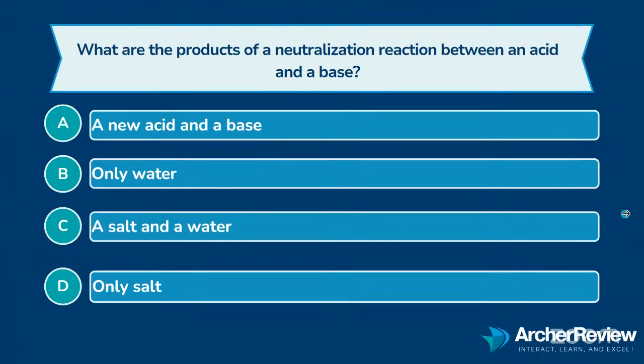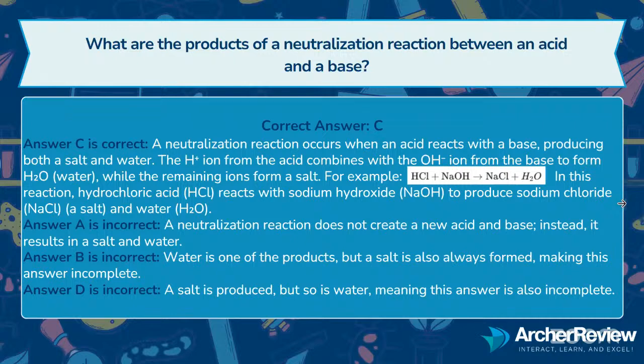Answer B, only water. Well, matter cannot be created or destroyed. So what would happen to our acid and base? Where would they go if we only had water? Same thing with D, only salt. Where would the other components in that acid and base go? Where would the hydrogen go? Where would the hydroxide ion go? We have to have a place for those because matter can't be created or destroyed.